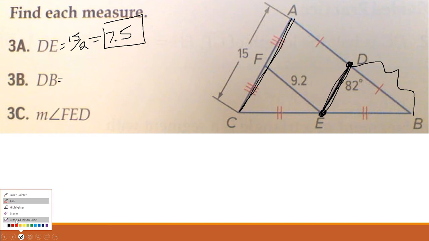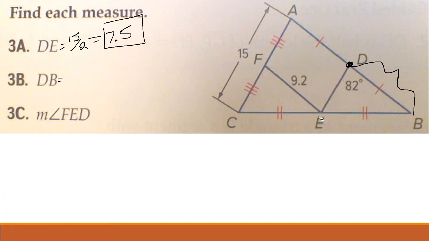Let me get my eraser here and erase some stuff here. All right. And then there we go. So we want to know how big DB is. Now, here's what to do. Do a little bit of math voodoo here. FE is also a midsegment. FE connects the midpoint of this side to the midpoint of this side. So if FE is a midsegment, that means 9.2 is half as big as the entire third side. So that means that this entire third side is 18.4. So again, 9.2, half as big as the big side, 18.4.